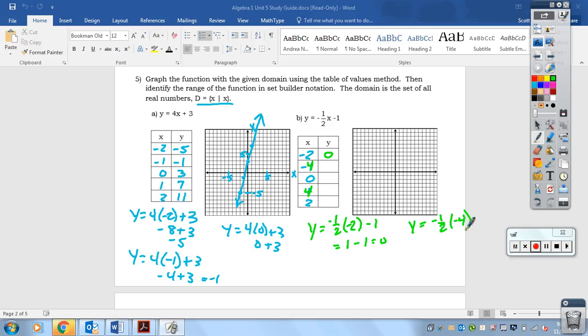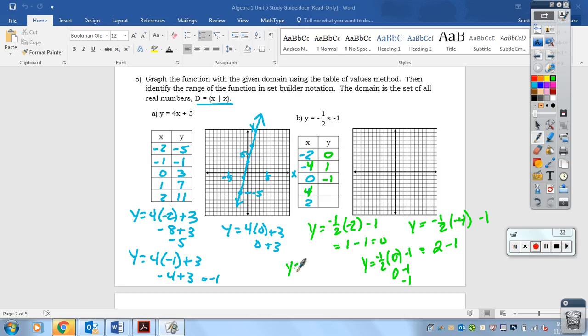So -1/2 times -4 minus 1. It's going to make things a little wonky, but try to stick with me. -1/2 times -4 is +2 minus 1, which is 1. Then we plug in 0. y equals -1/2 of 0 minus 1. Well, half of 0 is 0, minus 1, which is -1.